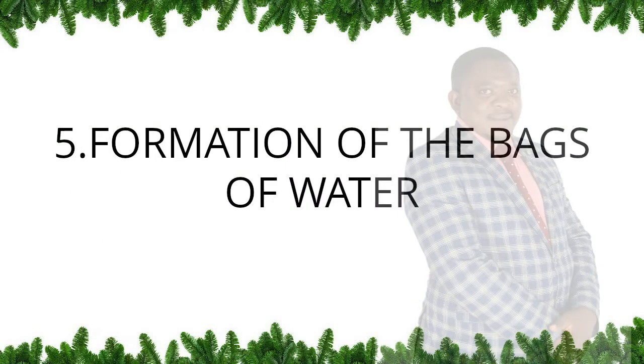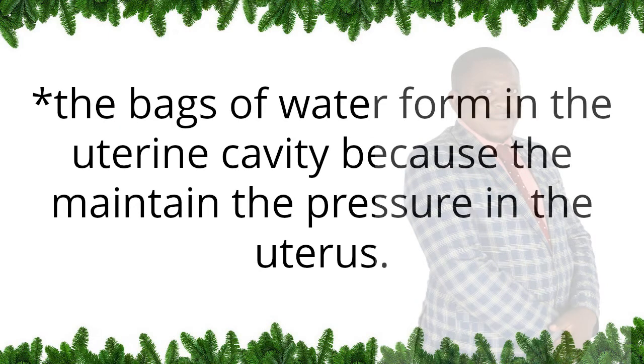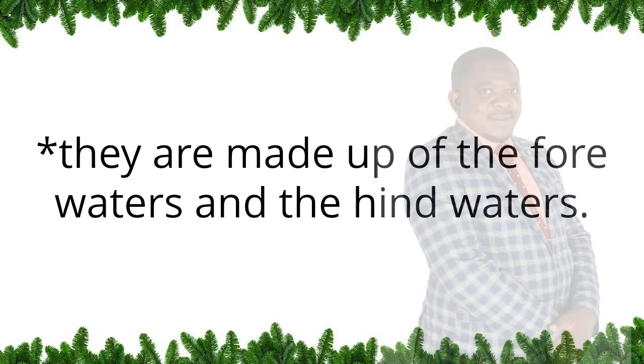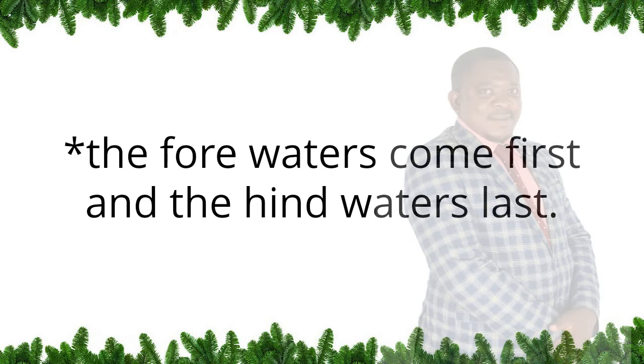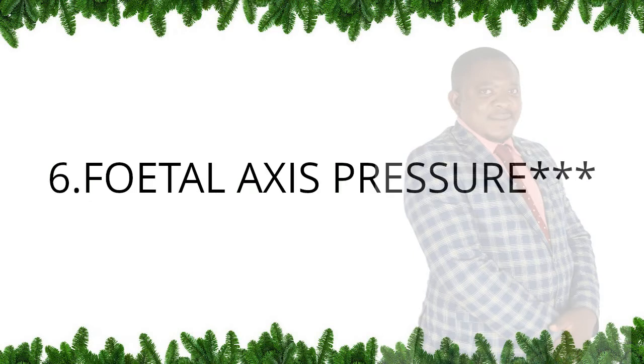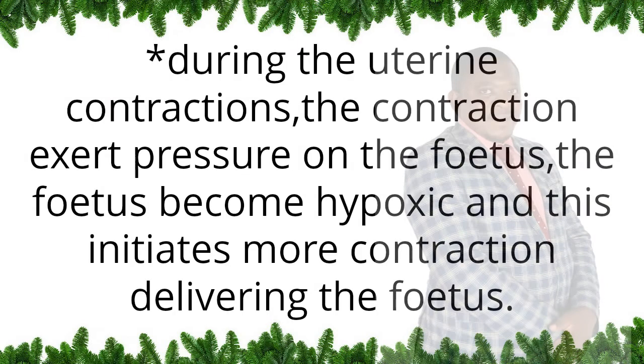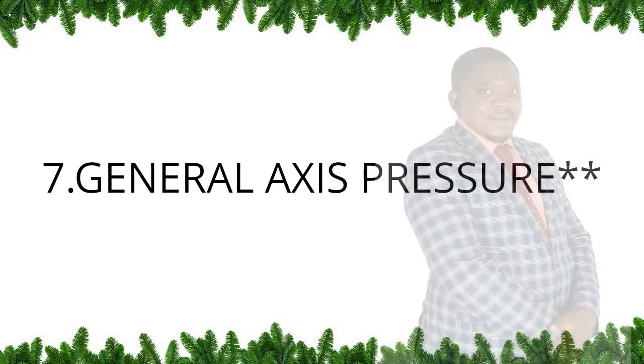5. Formation of the bag of waters. The bag of waters forms in the uterine cavity because it maintains the pressure in the uterus. It is made up of the forewaters and the hindwaters. The forewaters come first and the hindwaters last. 6. Fetal axis pressure. During the uterine contractions, the contractions exert pressure on the fetus, which becomes hypoxic, and this initiates more contractions, delivering the fetus.